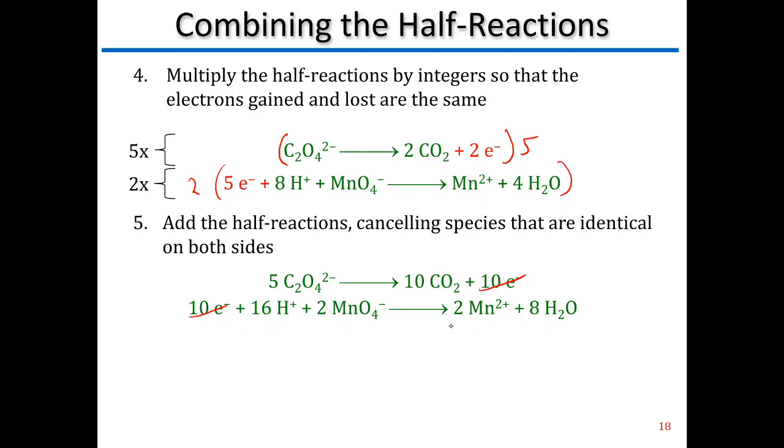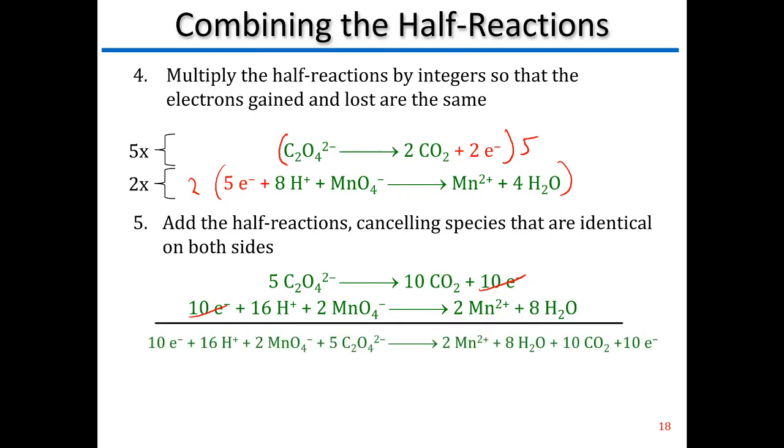We can look for anything else that can be crossed out. Any hydrogens? No. Do we have any manganese oxide? No. Bromine on either side? No. Manganese? No. So basically that's all we can cross out. You can add them together and then cancel out, or you can cancel out before you add together. Whichever way you prefer is just fine. Sometimes it works out better to add and then cancel out.